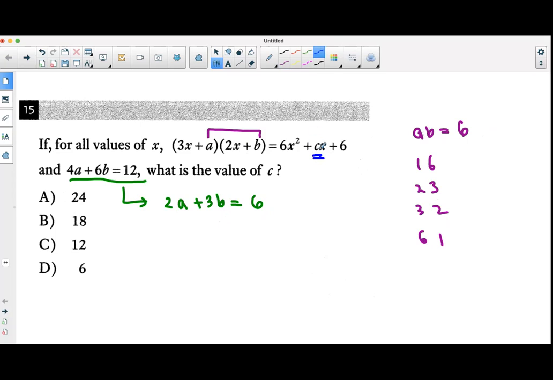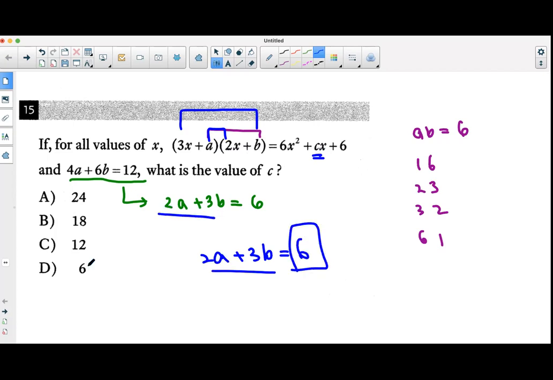But wait a minute. What did I say about the middle number? How can you get the middle C value? That's inner and outer, isn't it? So what's the inner? 2A. What's the outer? Plus 3B. Oh, wait a minute. That's exactly the same thing as this one. It must be 6. So therefore, the answer must be equal to 6.